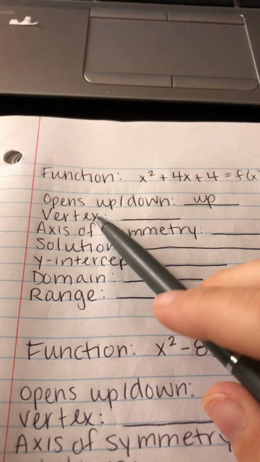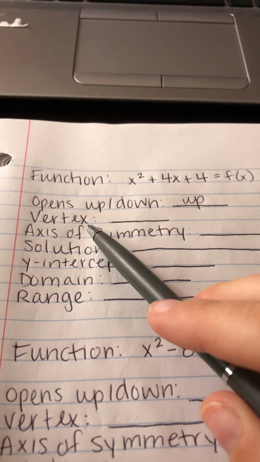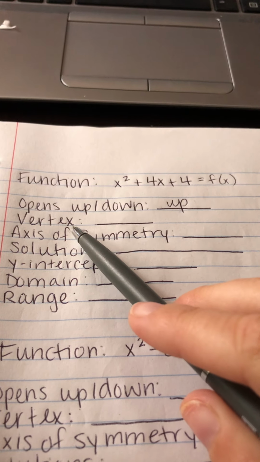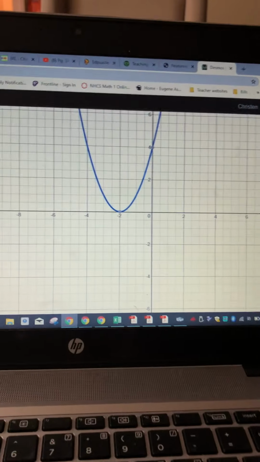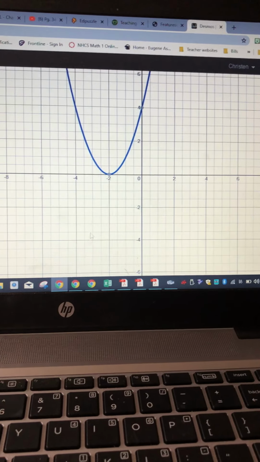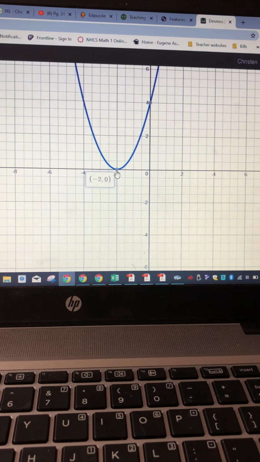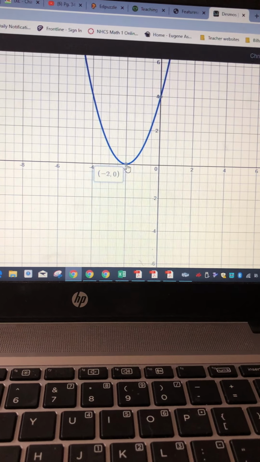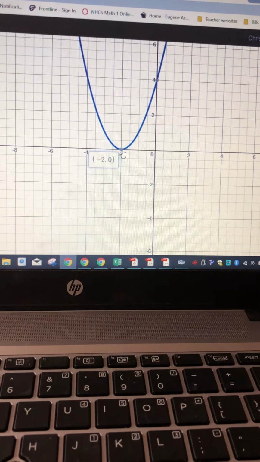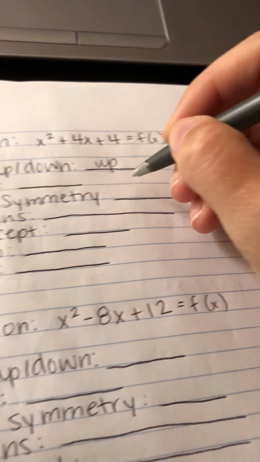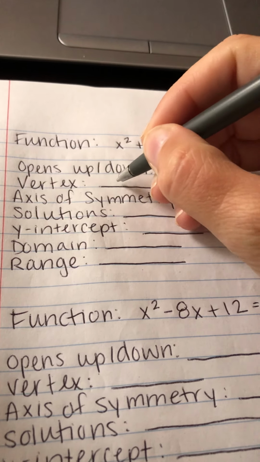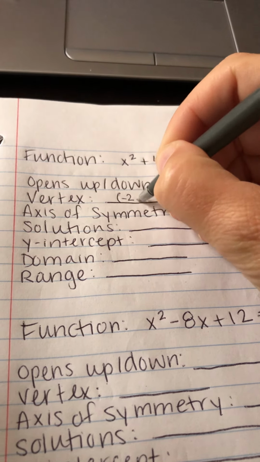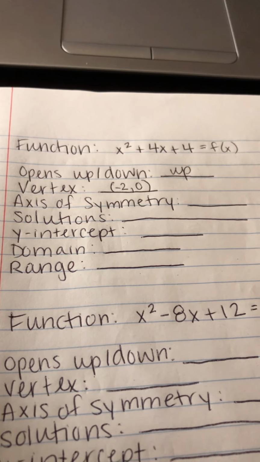Next question asks us about the vertex. So the vertex is that point, that minimum or that maximum. So that's what we're looking for next. So we're going to take our graph and we want to find the very point where it turns. In this case, it's a minimum. And so our turning point is going to be at -2, 0. It's always going to be a point. So we're going to come back here, and for our vertex, we're going to put -2, 0.